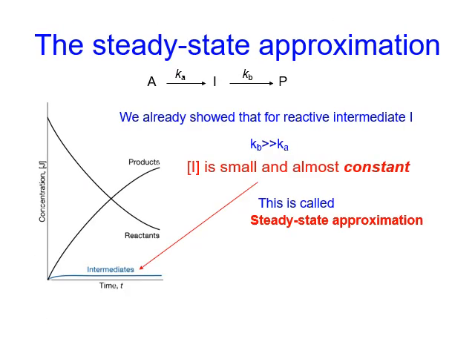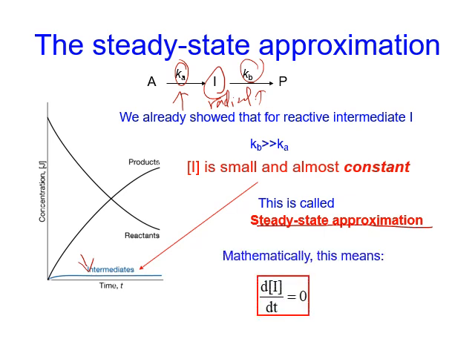Let's introduce the steady state approximation. In a consecutive reaction, we already showed that the intermediate concentration change with time depends on the relative rate constants Ka and Kb. Now, if the first step is a slow step and the second step is very fast, such as with a radical, then the concentration of the intermediate remains low but also constant. It's almost constant, and that is called the steady state approximation.